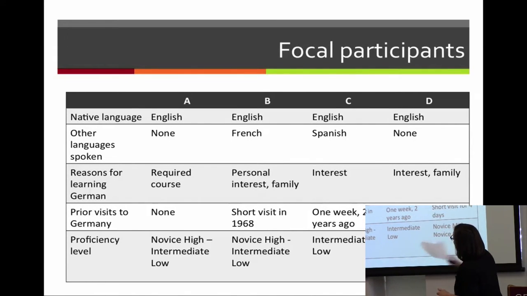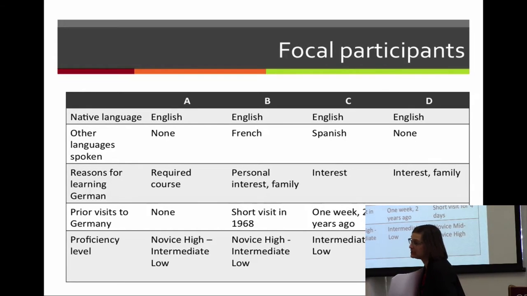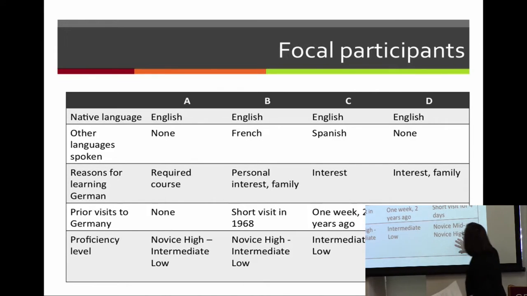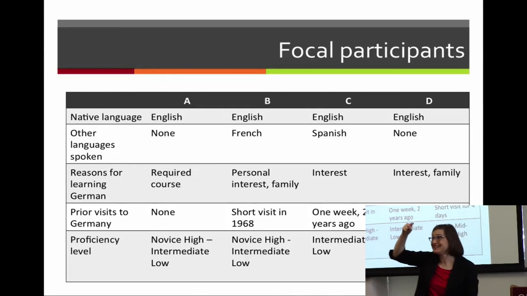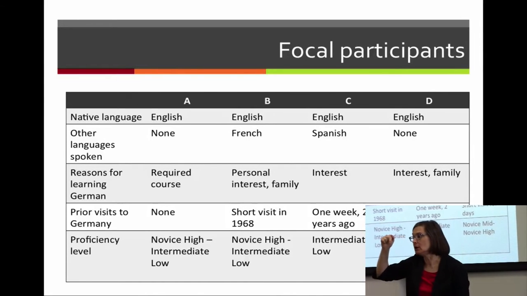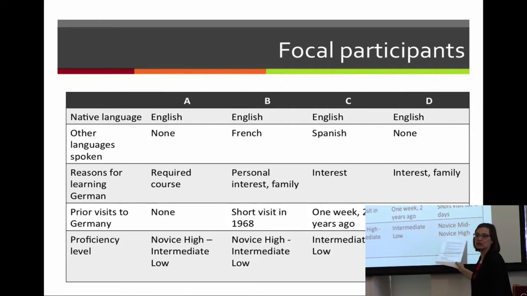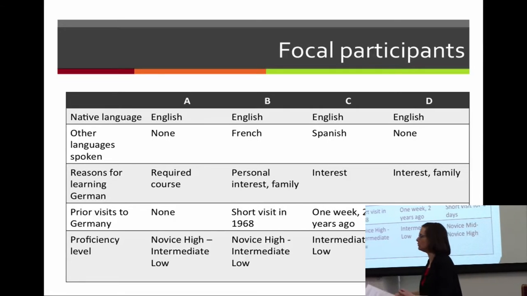In motivation, they were all motivated students with interest in learning German. Their proficiency levels, this student here had taken 1001 in the spring, 1002 in the summer, and was now in 1003. And language skills were much lower and proved more difficult.